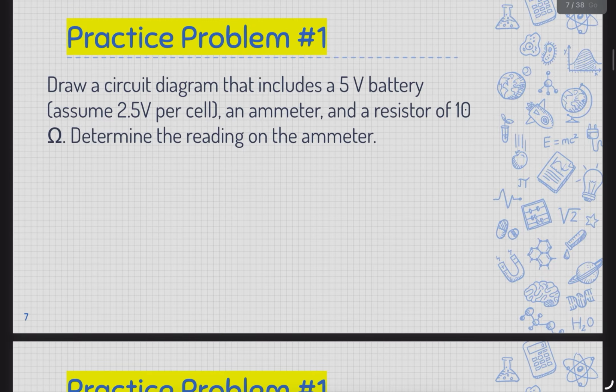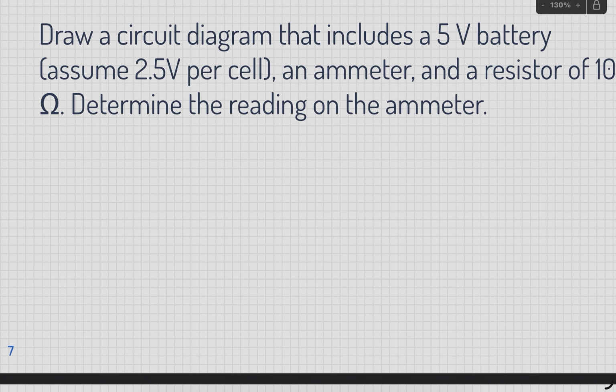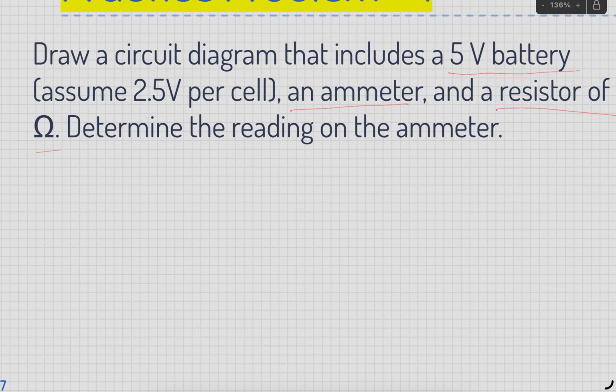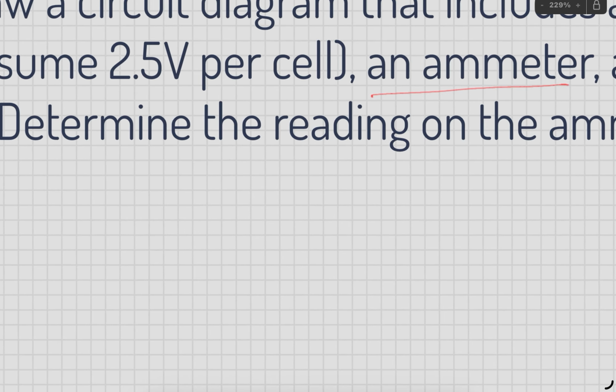So let's do a practice problem. Now, first thing we have to do is draw a schematic diagram. So that schematic diagram would be, let's think. We have a 5-volt battery. We have an ammeter. And we have a resistor of 10 ohms. So let's first draw a diagram. Since we assume 2.5 volts per cell, 5 volts divided by 2.5 means we have 2 cells. So we draw in 2 cells.